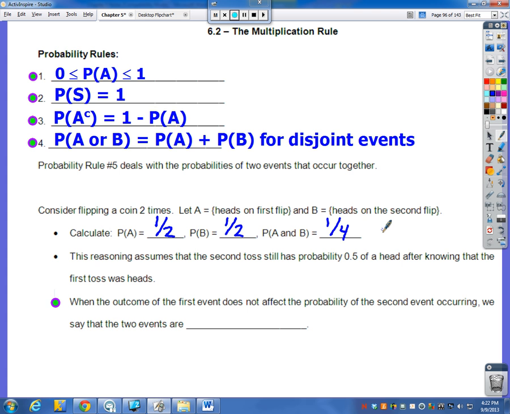When the outcome of the first event does not affect the probability of the second event occurring, we say the two events are independent, okay? So just because we got a heads on the first flip doesn't mean that getting a head on the second flip happens any more or any less than it did on the first flip.